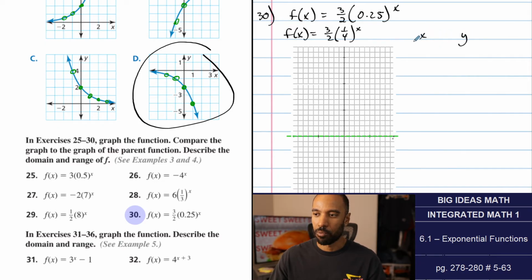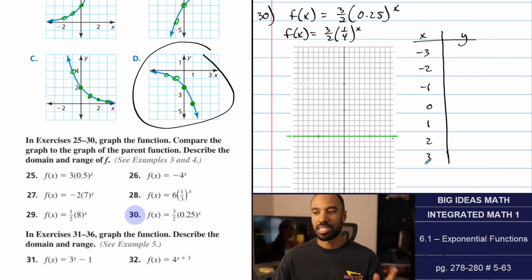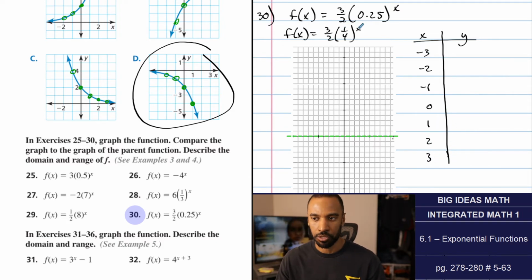So x, y, we're going to get some values out, probably -3 to 3. Let's see how far we can go with this. But I'm not going to change the idea of what I do. By table, I don't mean substitute values for x. I mean write my values for y. That's literally all I mean.